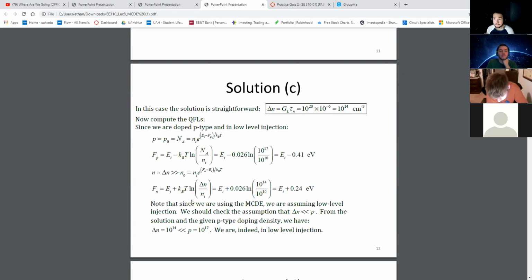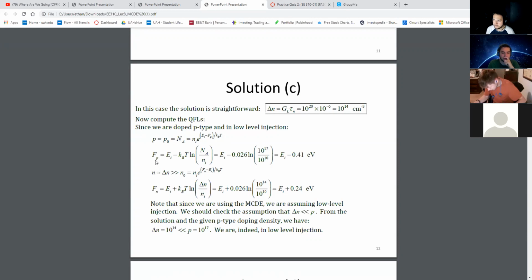It's either a constant value that was given to you in the problem, or it's the numerical solution of your simplified MCDE equation at some given time or space. So NA, ND, or delta N, delta P. Basically, it's one of those. And in that instance, if Fn is your minority, this one's going to have your constant.